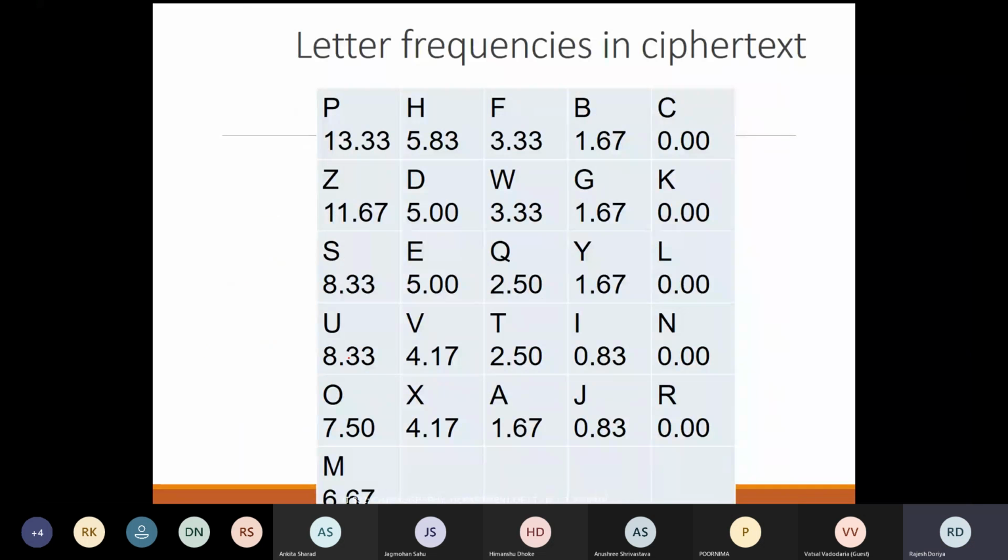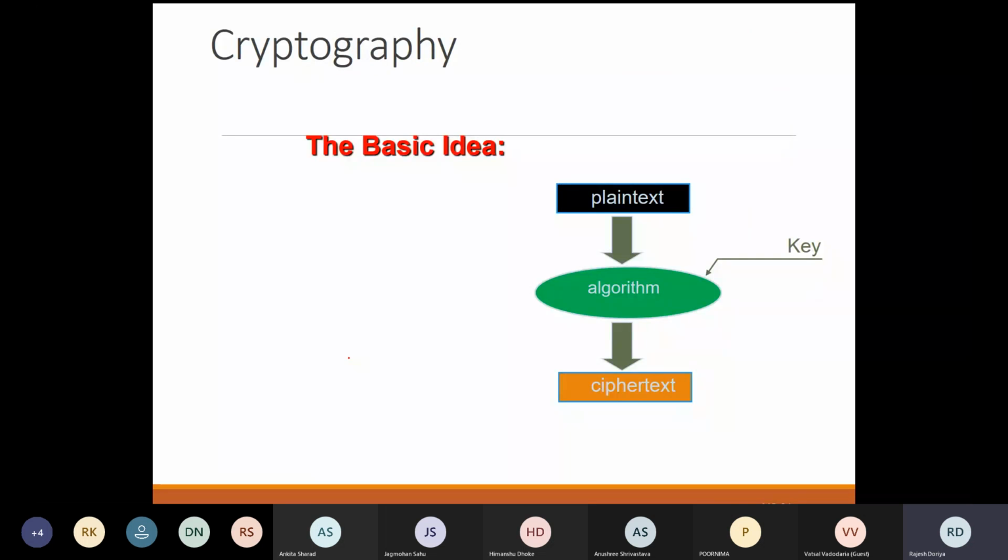Apart from that, this is the table which shows the letter frequency. And in cryptography, the basic idea should be that rather than securing the algorithm, we should secure the key. Okay, in the case of Caesar cipher, what was the key? The key was by how many positions we are substituting an alphabet. In the initial case, it was 3, right? We are substituting each letter by 3 positions. So that 3 was the key.